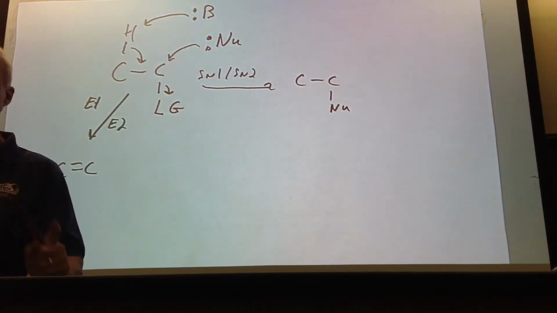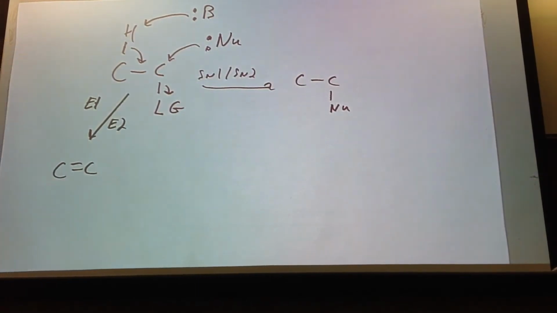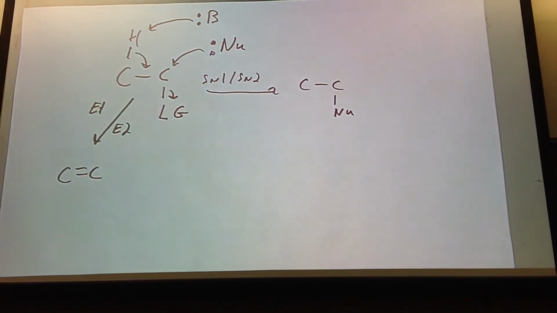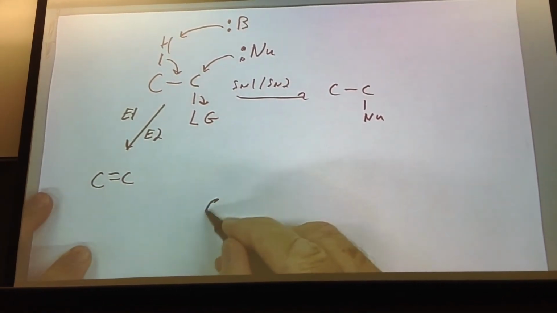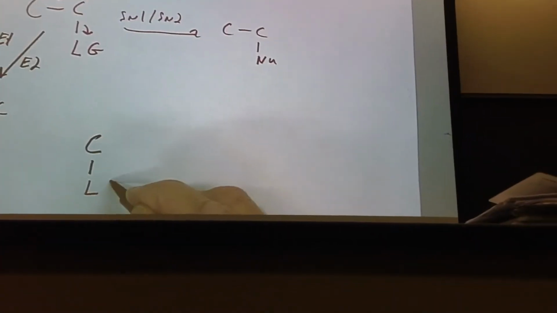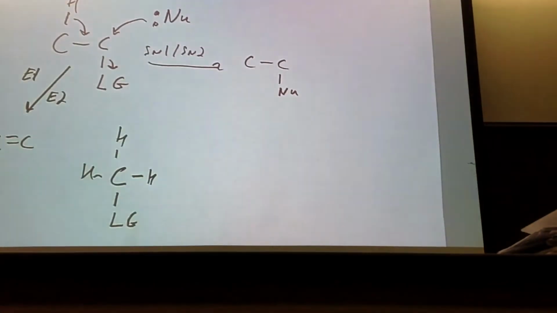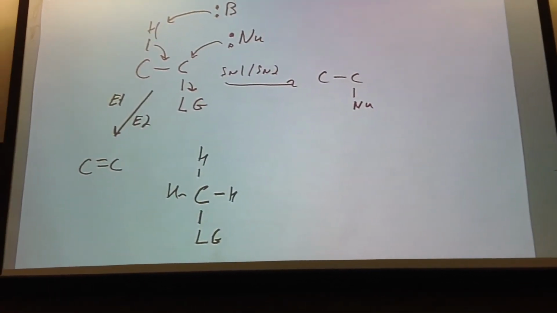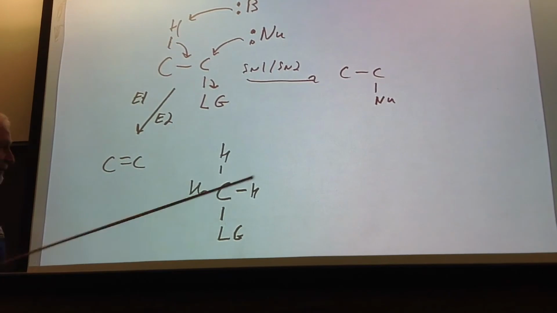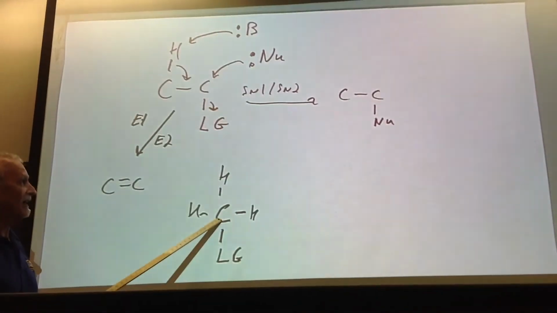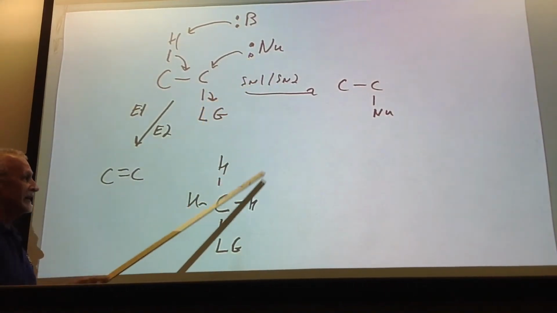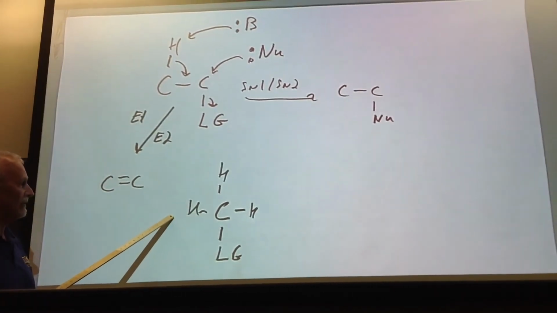There's only one case where they don't compete, where you can't have elimination, you can only have substitution. And here's the case. If you have a leaving group that's attached to a single carbon, and the rest of these are just hydrogens, well, you can't get a carbon-carbon double bond if your starting material has only got one carbon. So this can only undergo a substitution reaction. If I add something that has a lone pair, it's going to act as a nucleophile. There's no other carbon next to it.